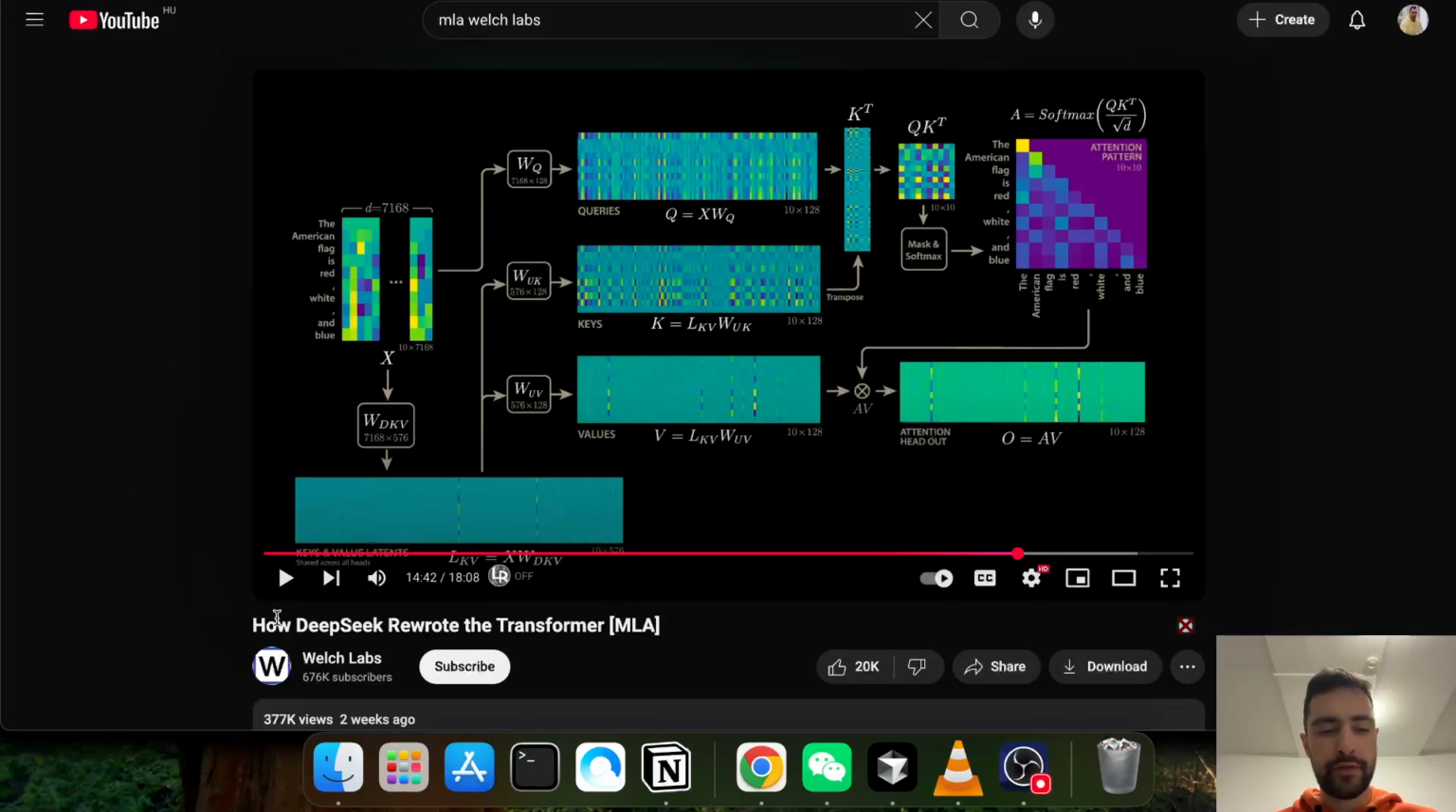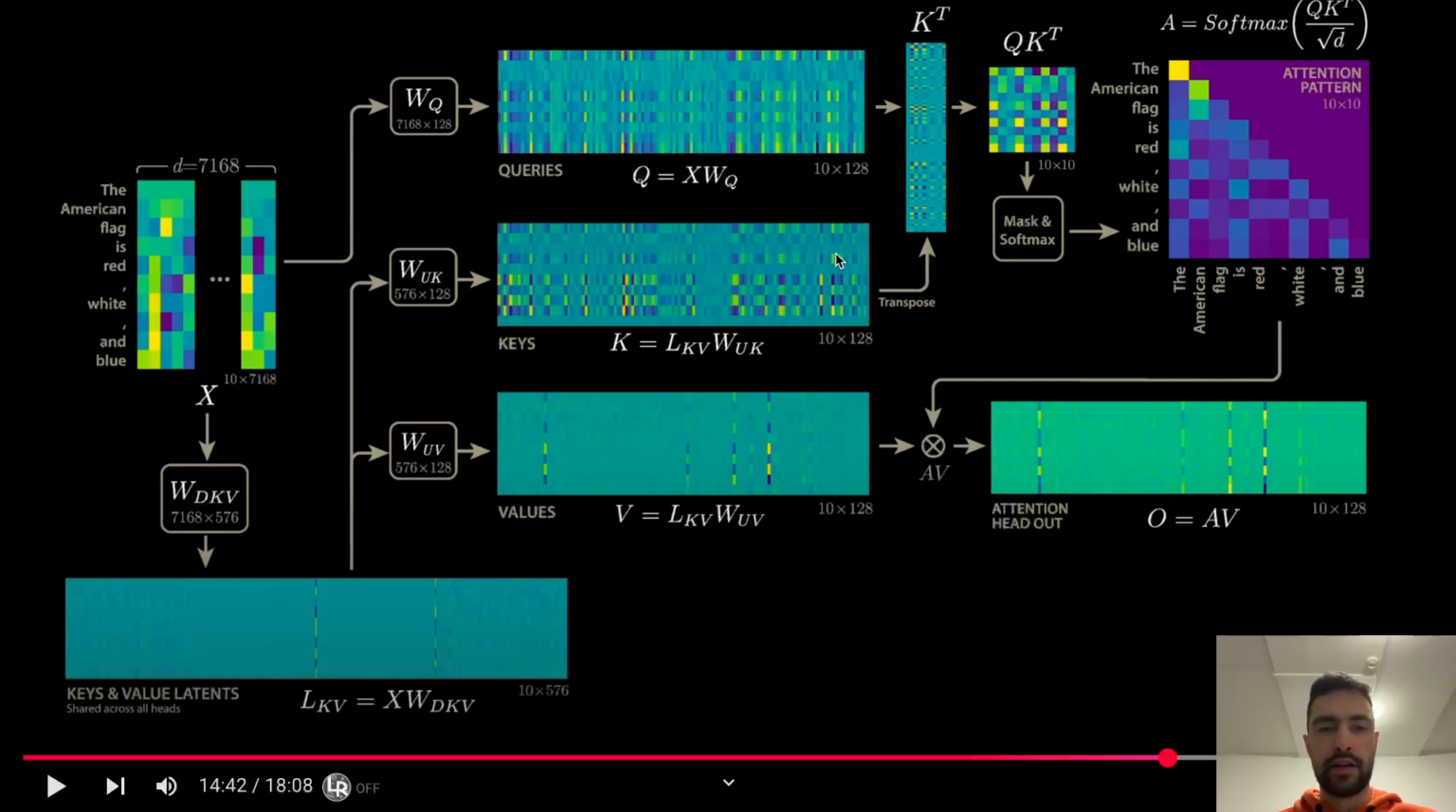Now, if we go to this video, How DeepSeek Rewrote the Transformer (MLA) by Welch Labs, this screenshot is going to help us understand DeepSeek's architecture a lot, and also this whole video will help you understand if you want to watch it. So here we have tokens: the American flag is red, white, and blue. And each token has 7,000 embeddings.